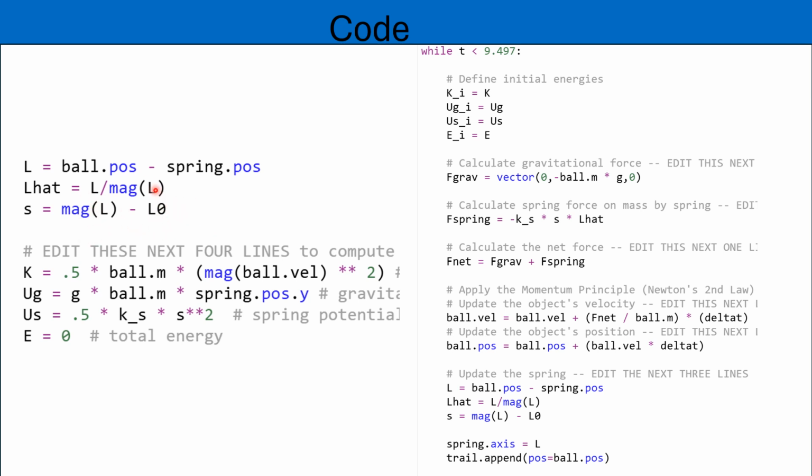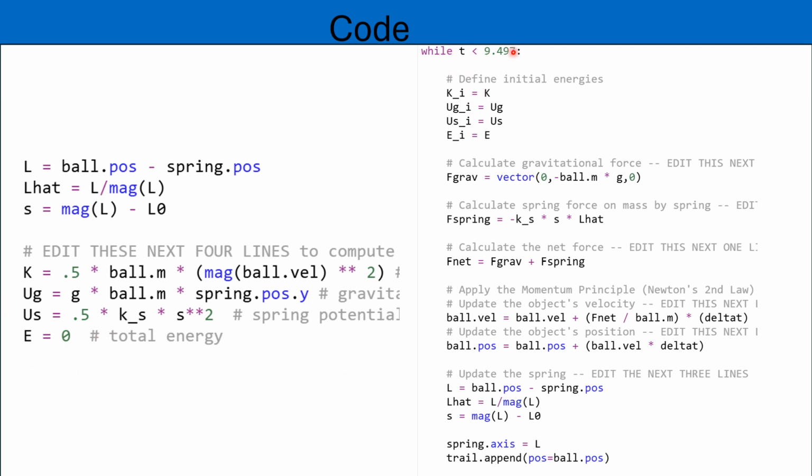S is just the magnitude of L minus L naught. So then to calculate kinetic, we'll be looking at that equation from the first slide and all the potentials, and this is just the coded version of that. And E, importantly, is going to be set to 0 because this is a contained system where there's no surroundings, so the total energy should be 0.